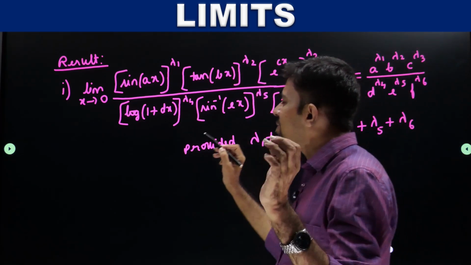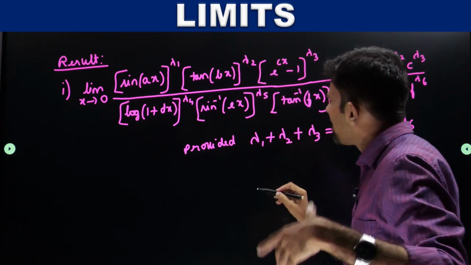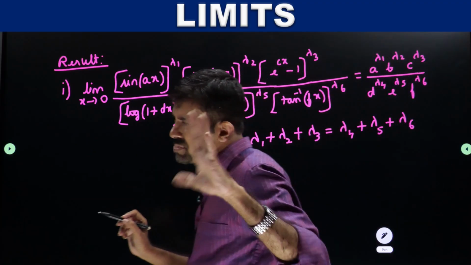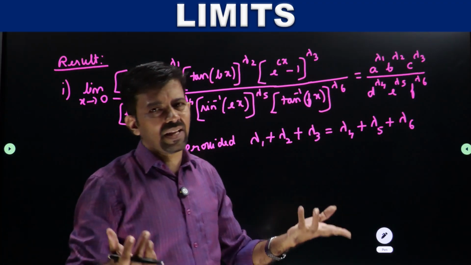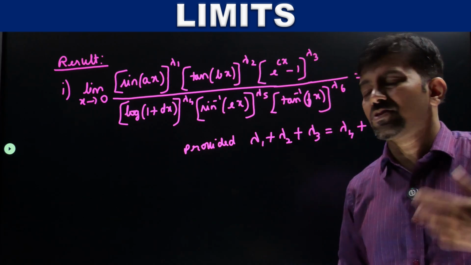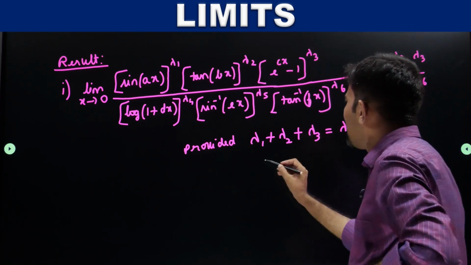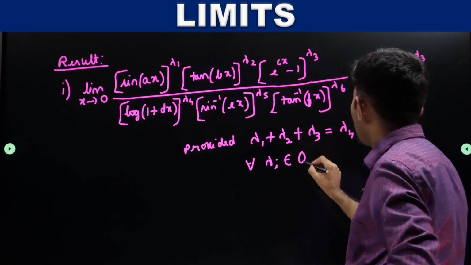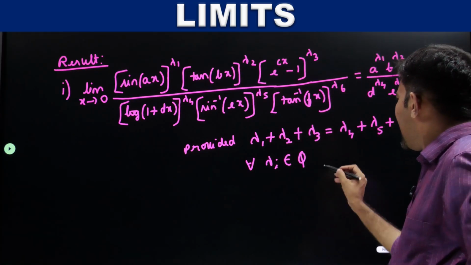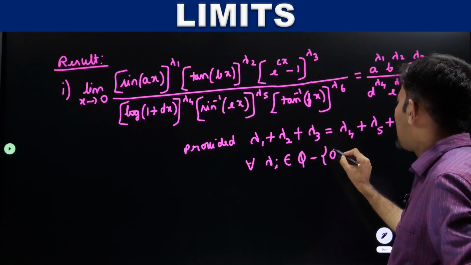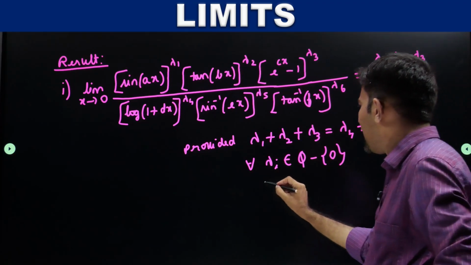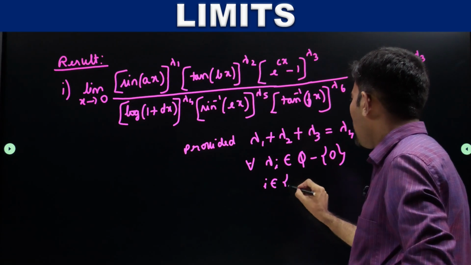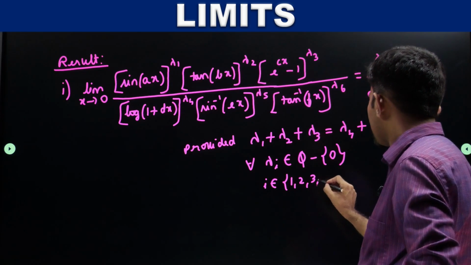Of course, the lambda i's can be natural numbers, or else any number. The sum should be same. That is important. It need not be natural numbers. It can be even rational numbers also. I'll take for all lambda i belongs to Q, the set of rational numbers, except 0. Don't take 0. All rational numbers except 0, for i belongs to 1, 2, 3, 4, 5, 6.